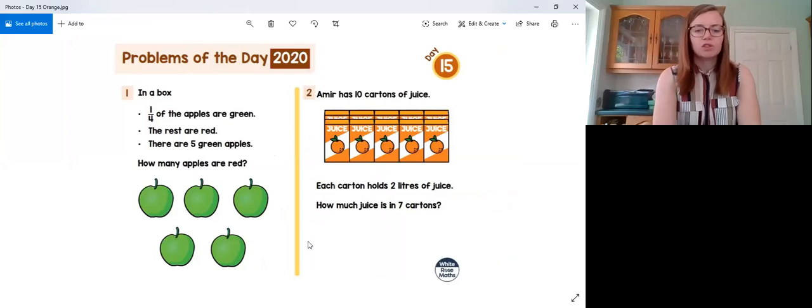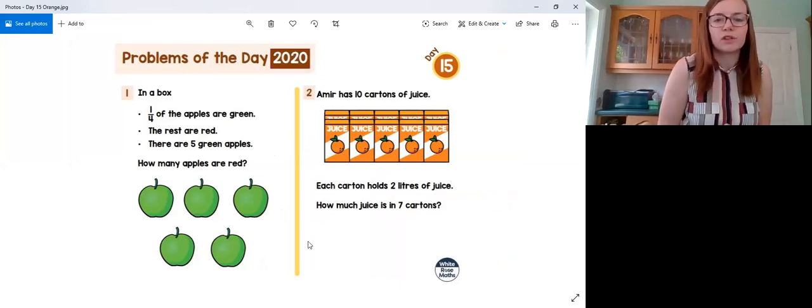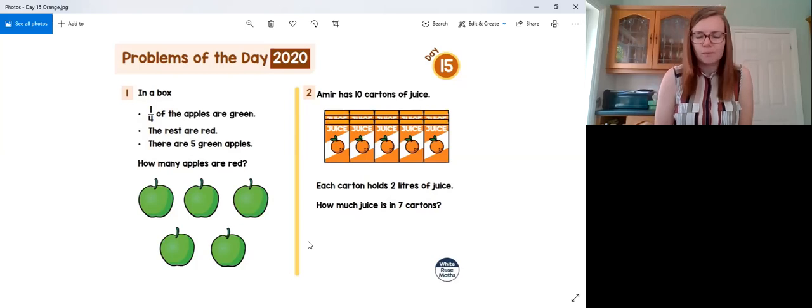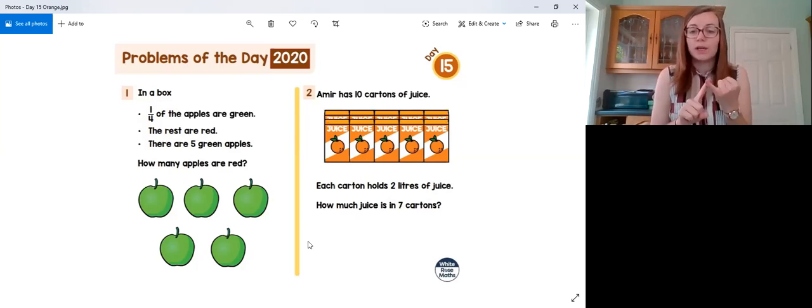Okay. So question 1 on the orange questions today is: in a box, 1/4 of the apples are green, the rest are red, there are 5 green apples, so how many apples are red? Okay, so this is a classic question where we have to think, what do we know? What do we need to know? What calculations can we use? So we're going to think about putting this down visually to show what we know.